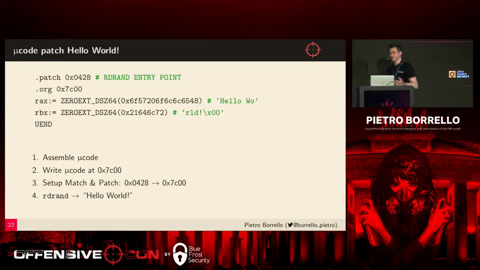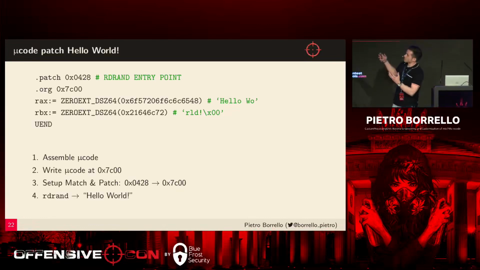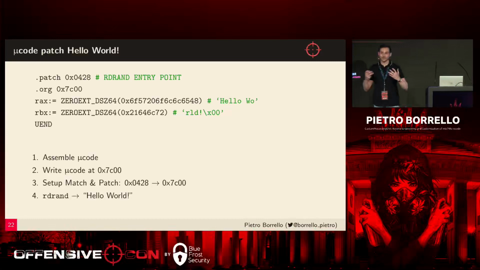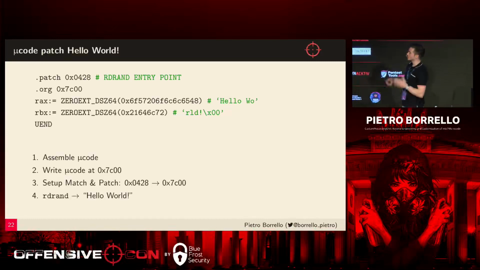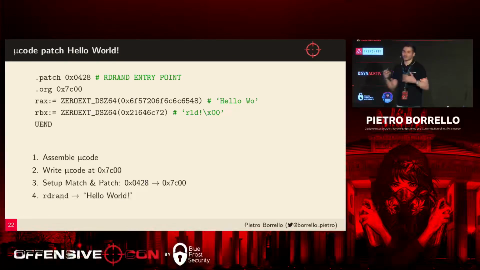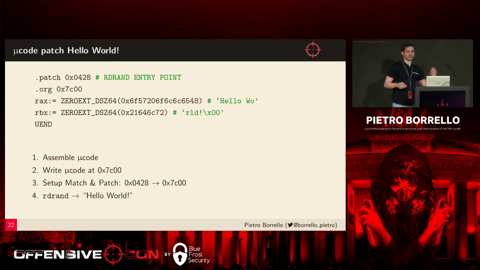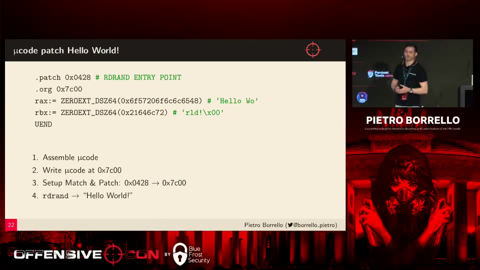So we can use our framework. Yes, we wrote a microcode assembler, so we can use our framework to transform the textual representation of our patch to the sequence of commands that you need to program the control register bus, and then to talk with the LDAT to execute and to install the novel microcode patch that we want. Then set up the match and patch to hook the rdrand instruction so that the next time you execute rdrand, you have hello world.